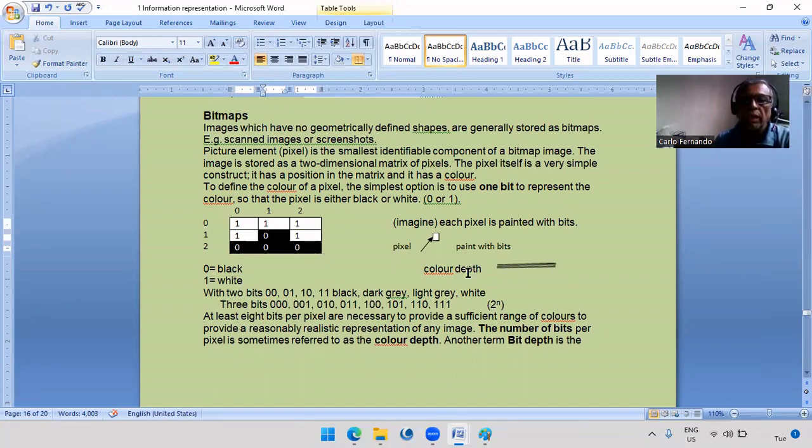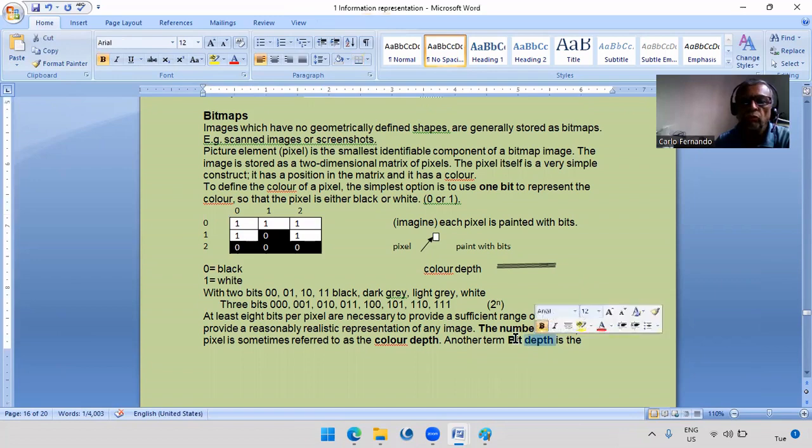So there is a thing called color depth. How are you going to remember this? Because there's another thing called bit depth. Not to confuse that. I will give a method to remember. Imagine each pixel is painted with bits. Each pixel painted with bits. So if you use 1 bit to paint, there are only 2 colors, either 0 or 1. That is called the color depth.